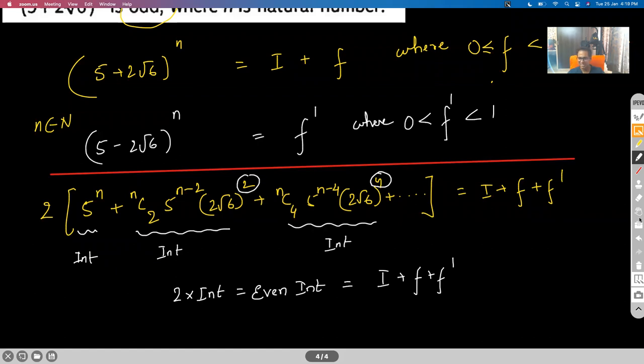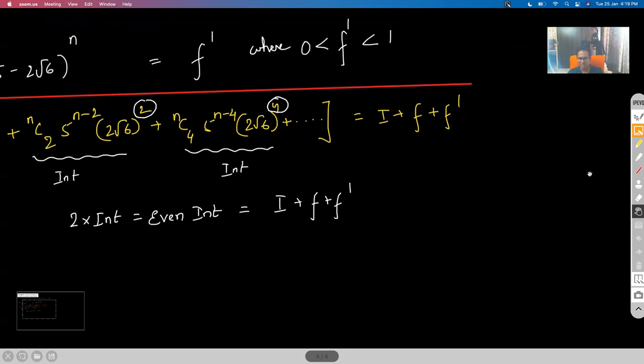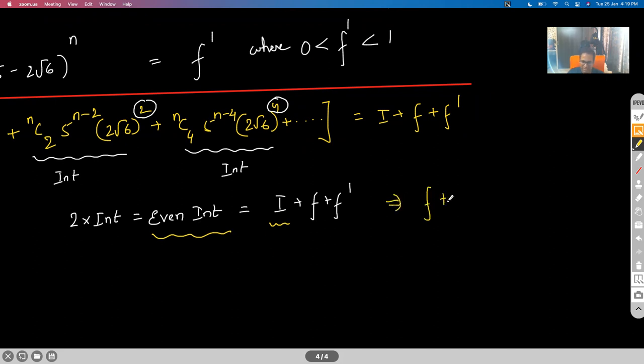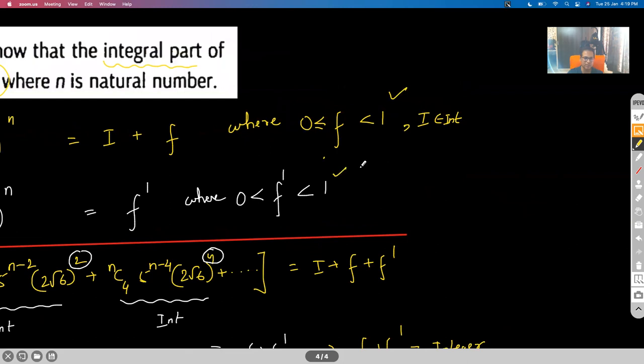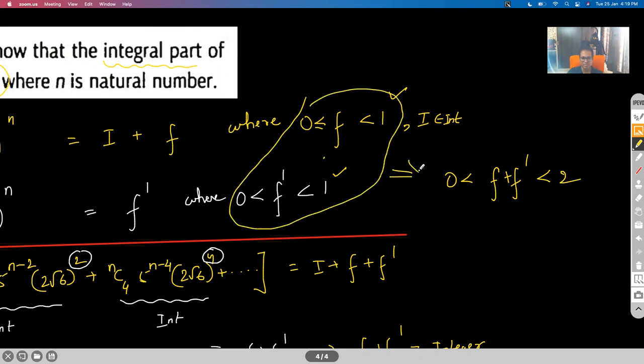Correct? Yes or no? Now, all of you would appreciate this fact that if this is an integer and this is an integer, whether even or odd, this is an integer, right? And this is also an integer. So from here, can I say F plus F dash will also be an integer? Agreed? Because only an integer added to another integer can give you an integer, right? Now, let's come to this expression that I have written over here. If you add the two, you will end up getting F plus F dash to lie between 0 and 2. If you add these two from here, you can make this conclusion.